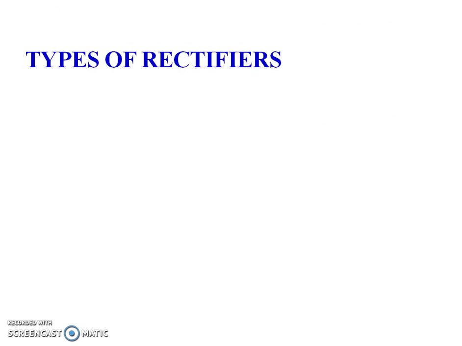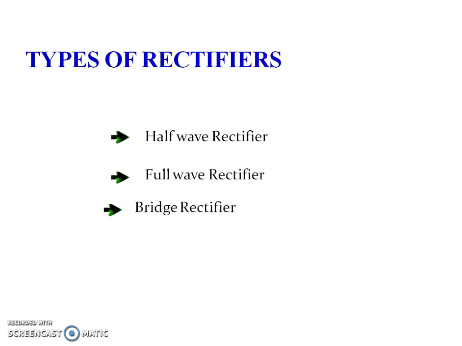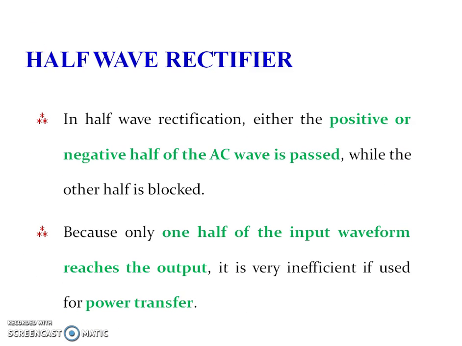Now we have different types of rectifiers. The first one we have is the half wave rectifier. The second that comes is the full wave rectifier. And the third one is the bridge rectifier. Now we are going to see the half wave rectifier, what it is and how it works.